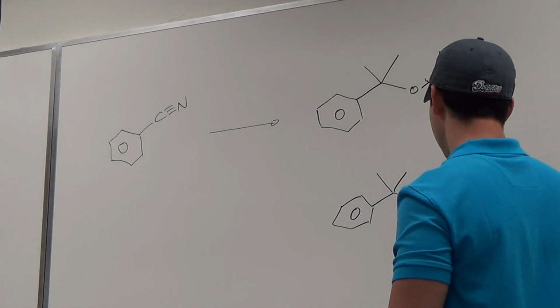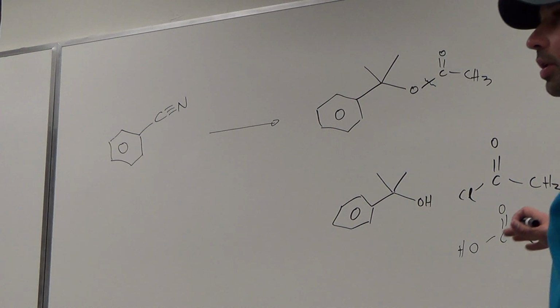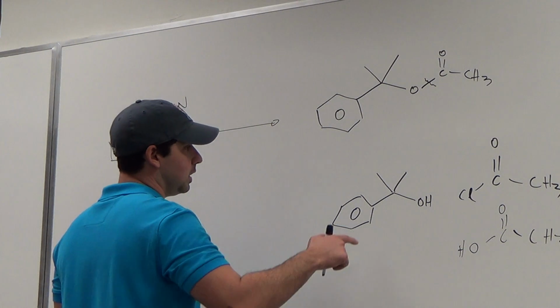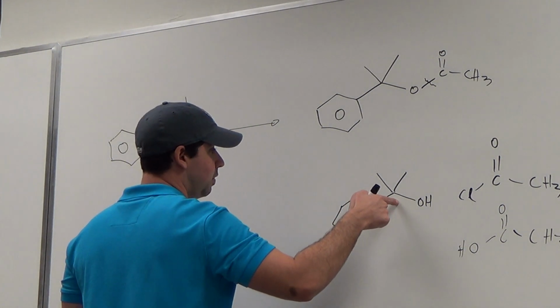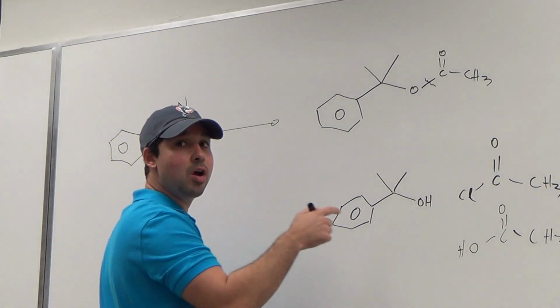Of course, which one is more reactive? A carboxylic acid or an acyl chloride? Acyl chloride. Acyl chloride is more reactive. You can do it either way, it doesn't matter to me. And where did I get this from? This is an alcohol.